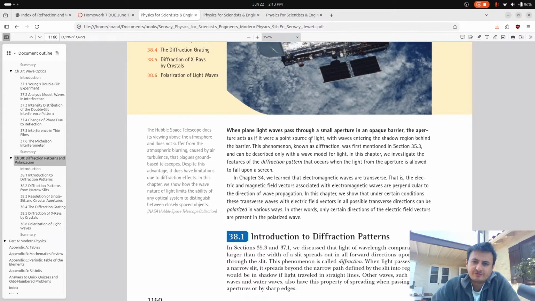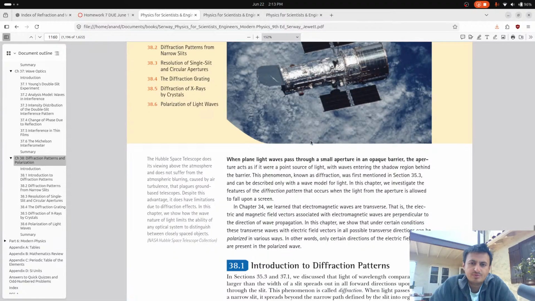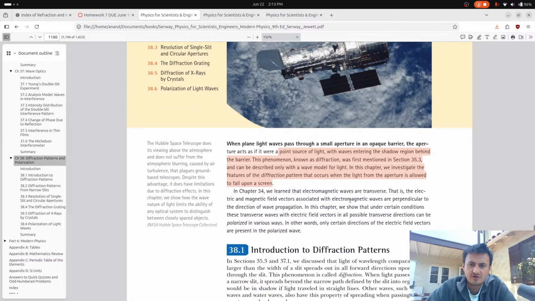Diffraction patterns and polarization. When plane light waves pass through a small aperture in an opaque barrier, the aperture acts as if it were a point source of light, with waves entering the shadow region behind the barrier. This phenomenon, known as diffraction, was first mentioned in chapter 35 and can only be described with a wave model of light. In this chapter, we investigate the features of the diffraction pattern that occurs when the light from the aperture is allowed to fall upon a screen.